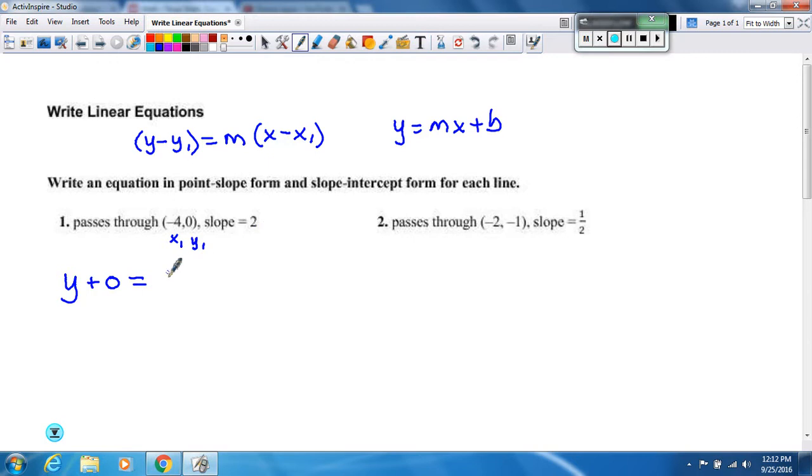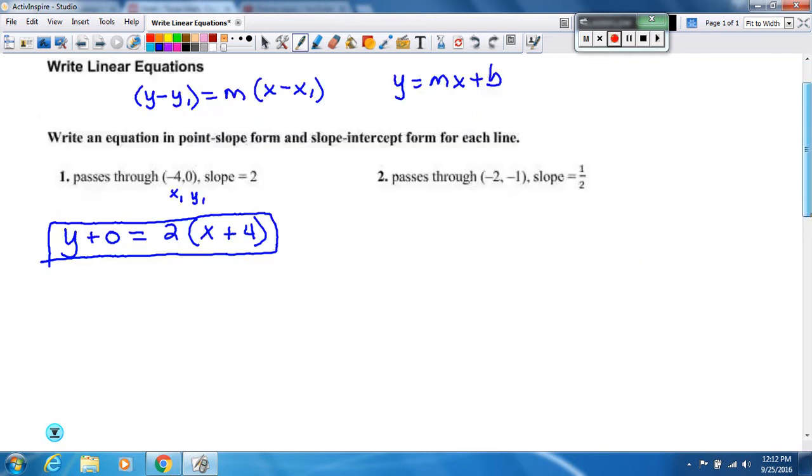Equals slope. That's 2 for m. M is the slope. And then x, and the opposite of the x they gave you. The opposite of negative 4 is positive 4. Okay, so that is the equation in point-slope form.